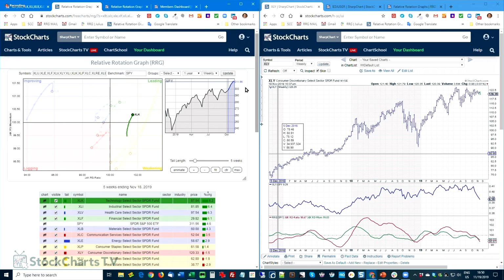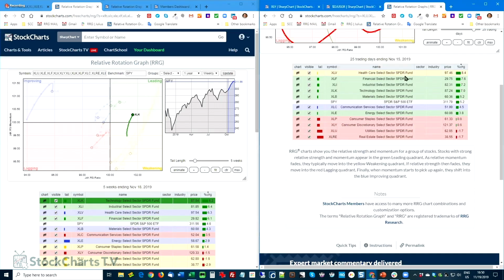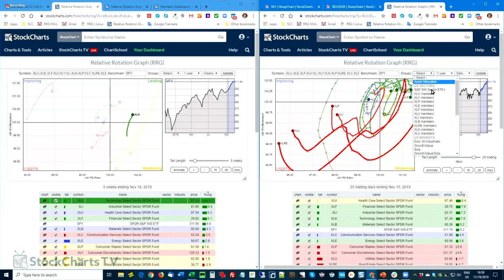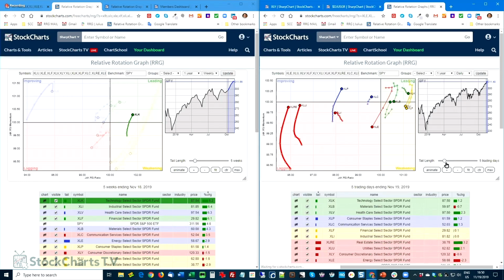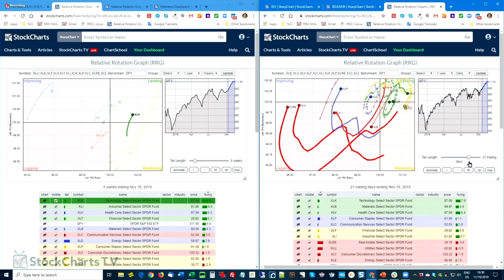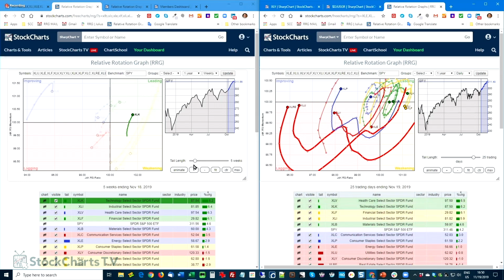So here is the weekly performance. That's 5 weeks. Now, if we bring that same RRG here, but we go to daily update and we go to 25 days here, you would expect the same performance figures as on the left-hand side because it's 5 weeks and 25 trading days. That doesn't match completely, and that was the confusing part. And the reason is that this one is day to day to day to day, and this one is week to week to week to week.